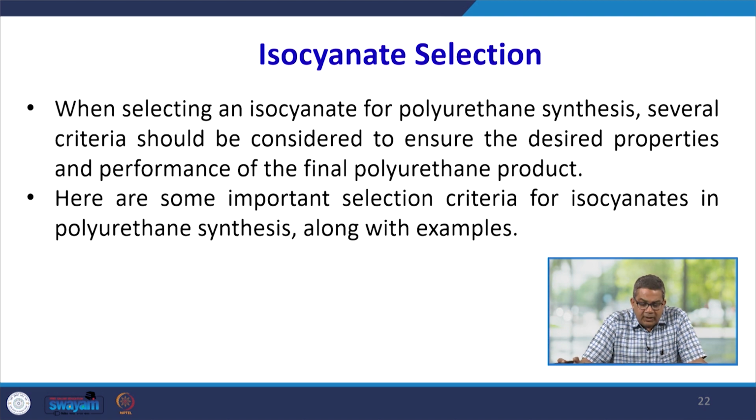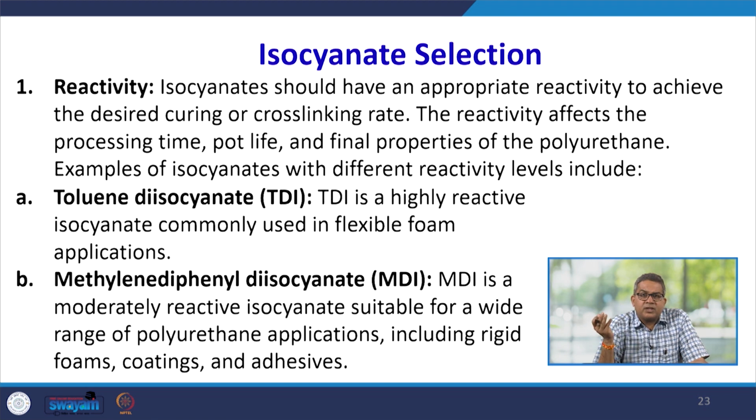So, when selecting an isocyanate for a polyurethane synthesis, several criteria should be considered to ensure the desired properties and performance of the final polyurethane product. Now, there are some important selection criteria for isocyanate in polyurethane synthesis, and we are also giving you some examples for the same. First one, it is very common, that is reactivity.